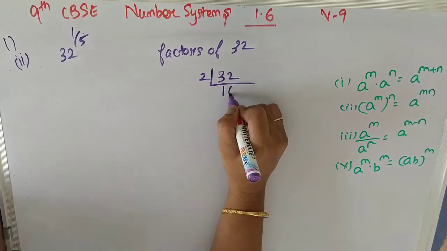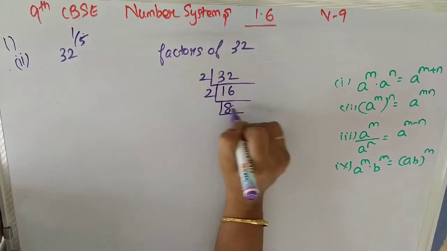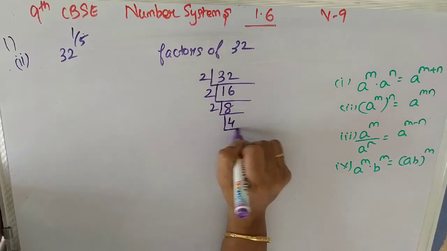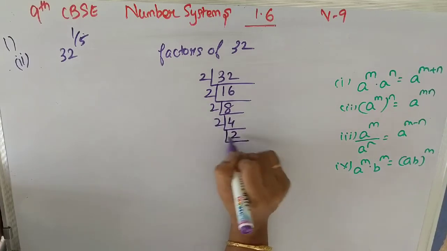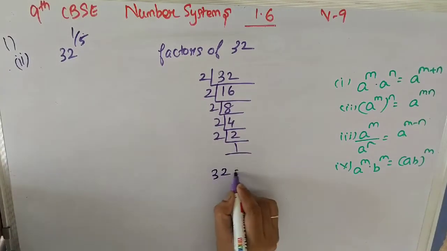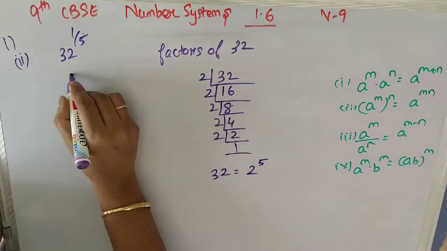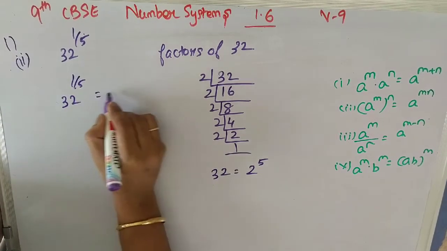32 divided by 2 is 16. 16 divided by 2 is 8. 8 divided by 2 is 4. 4 divided by 2 is 2. 2 divided by 2 is 1. So 32 can be written as 2 power 5. Now I am going to replace the 32 in the question with 2 power 5.